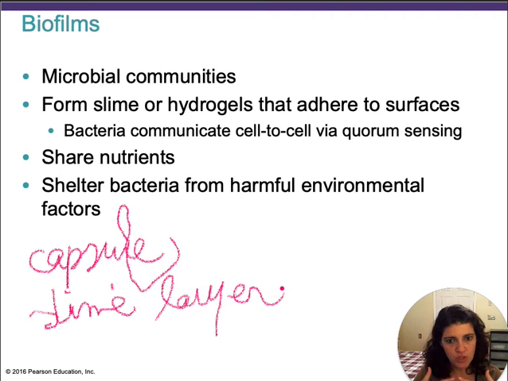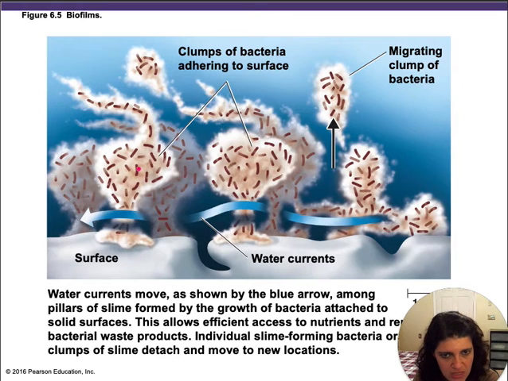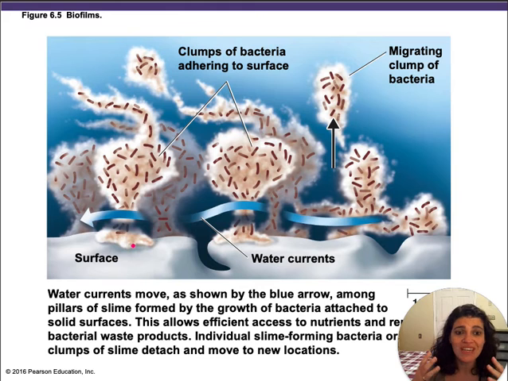What is the difference between the two? Slime layer is loose, capsule is hard and tight, attached to the cell wall, right? So what does slime layer form? It's like a hydrogel and it adheres, attaches to surfaces. So when they do that, look what happens. All these little brown, rod-shaped cells here are the bacteria. And all this whitish, foamy thing on top, that's the slime layer. The slime layer makes the bacteria grow together in a community.